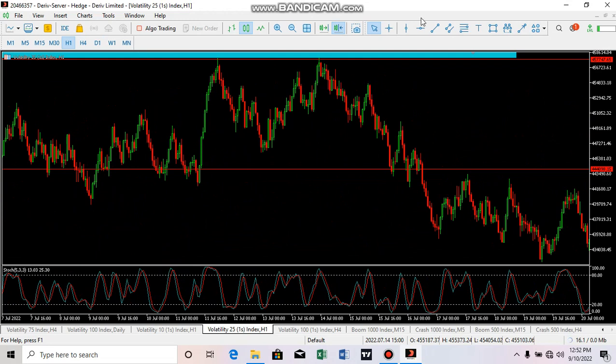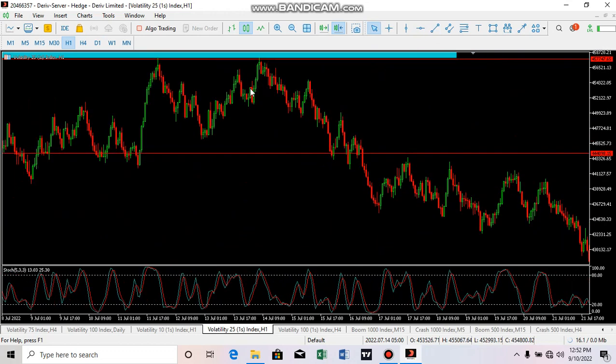So here I would mark these areas. This is my first leveraging area here. I would want to leverage here, here.